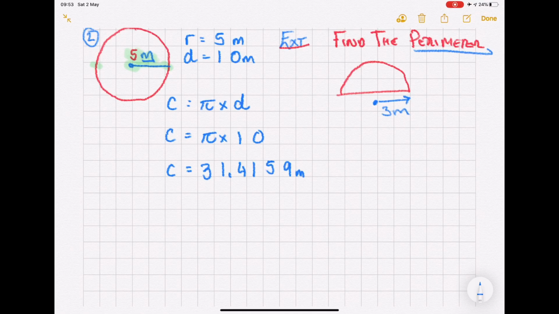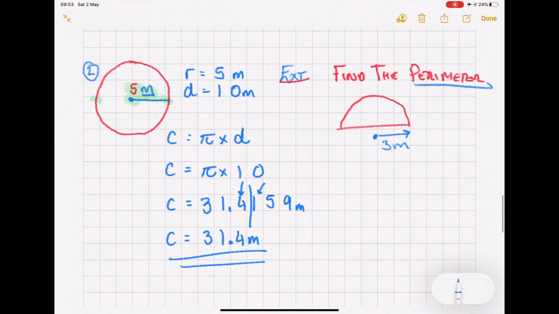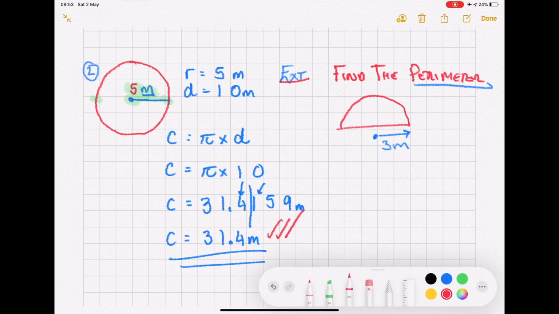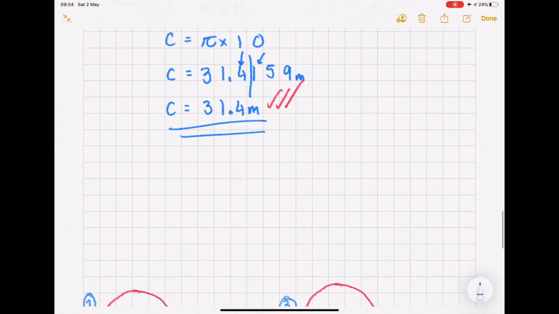Okay, let's do this to one decimal place. We cut it off there. See if this number's 5 or larger. It isn't, so this number stays the same. So our final circumference length to one decimal place is 31.4 metres. That's our final answer. If you got that for your circumference, fantastic. Give yourself some ticks like that. Well done.